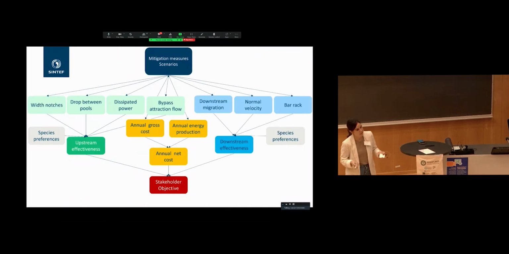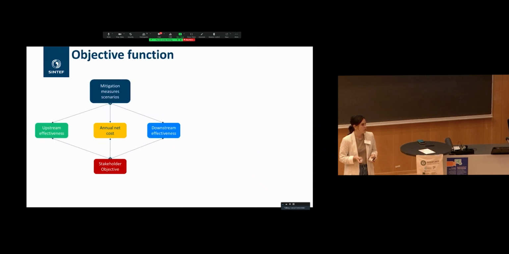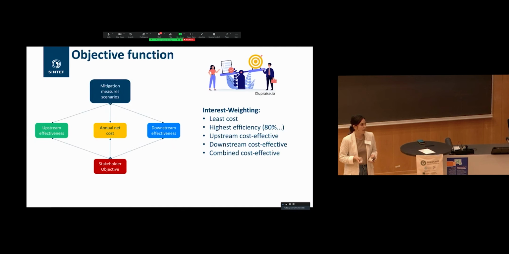And we did the same for the downstream migration through modeling. I will not go into detail, but think of it as the same. Of all the indicators, we found which were inside the range and which were not. In the stakeholder objectives, you are able to define what the objective is. Do you want to find the least cost measure? Do you want the highest efficiency or a percentage efficiency upstream, downstream, or a combined effect? And we were looking at the combined effect.